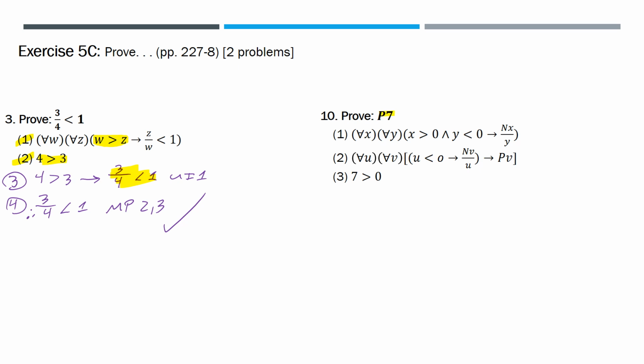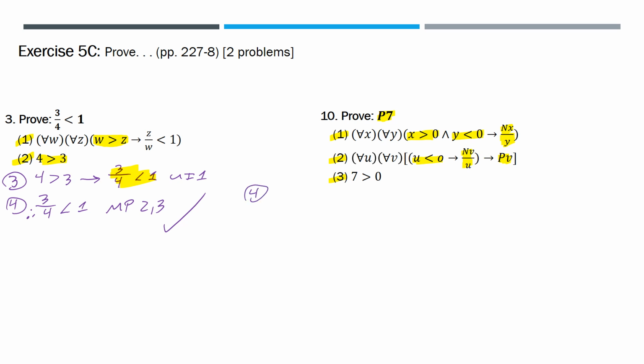We want to prove P7. We're given 3 premises. We're told, for example, that 7 is in fact greater than 0. For line 1, we have for all x, for all y, x is greater than 0 and y is less than 0 implies N x over y. For line 2, we have for all u, for all v, u is less than 0 implies N v over u, implies N v.